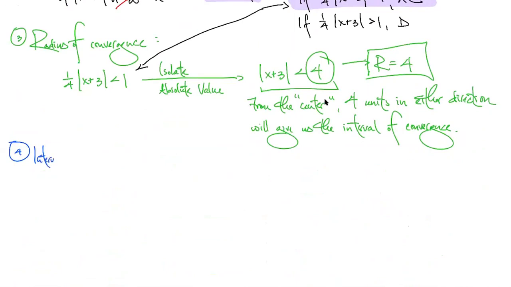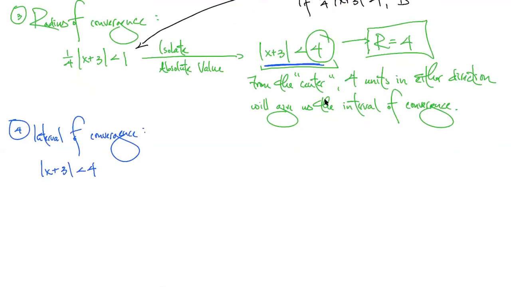So step 4 is finding our interval of convergence, and again, be sure to test your endpoints. To find our interval of convergence, here's what we're going to do. We're going to take the expression that we used to find the radius of convergence and write that down again. Okay, so the absolute value of x plus 3 is less than 4. But we're going to break it down into no absolute value, which means that x plus 3 has to be between 4 and negative 4. Okay. And then how do I isolate my x here? You're going to subtract 3 from both sides. You'll get -7 is less than x, which is less than 1.